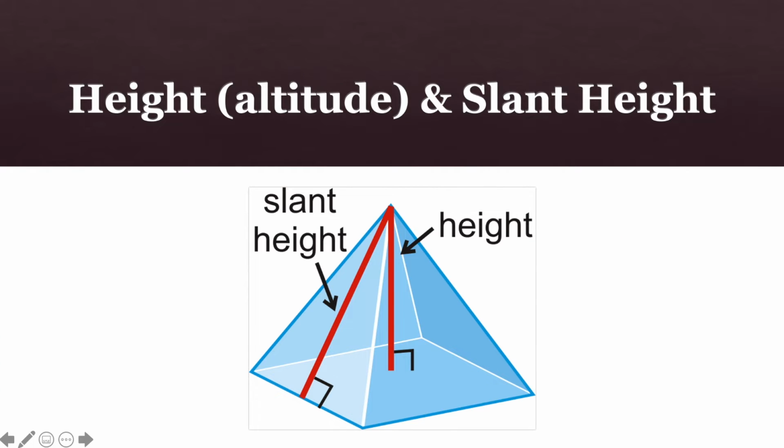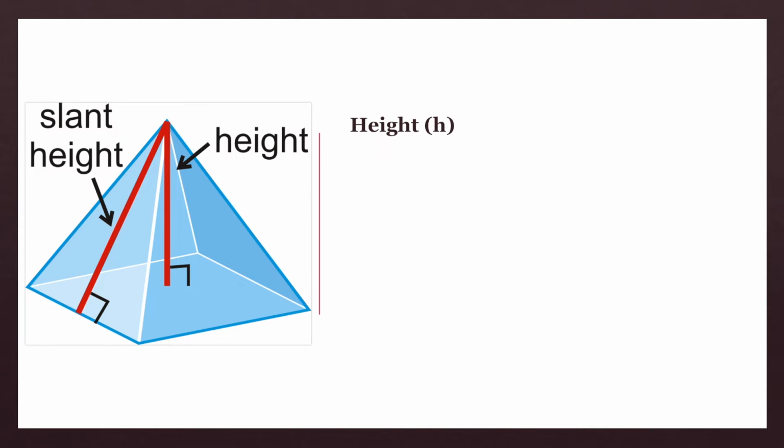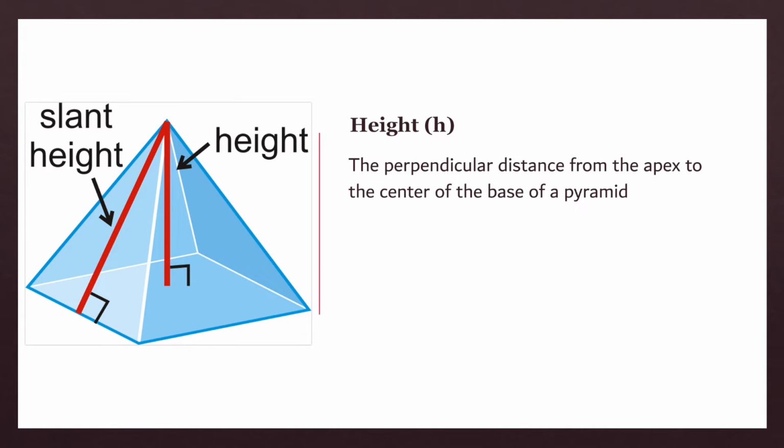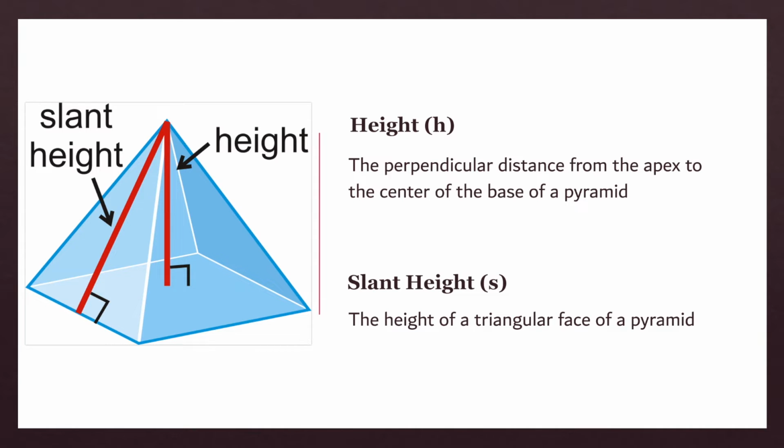Besides the apex, lateral area, and the base, we need to know 2 kinds of height for the pyramid. One is the vertical height or the altitude, and the other one is the slant height. Let's go over their definitions quickly here. Height h is the perpendicular distance from the apex, which is the pointy part of the pyramid, to the center of the base of the pyramid. Next, slant height s is the height of a triangular face of the pyramid. Remember the name says slant height because it's the height of a slanted face.